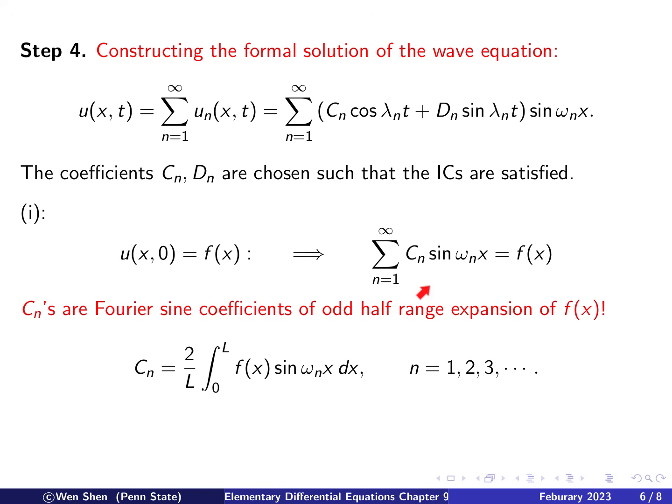Then we see that this is an expression of writing out a Fourier sine series for the function f. So the c_n's are now Fourier sine coefficients of this f, for which you need to do the odd half-range periodic expansion of f. That we have already studied and we know how to do it. So c_n we can write out as just 2 over L times the integral of f times the sine function.